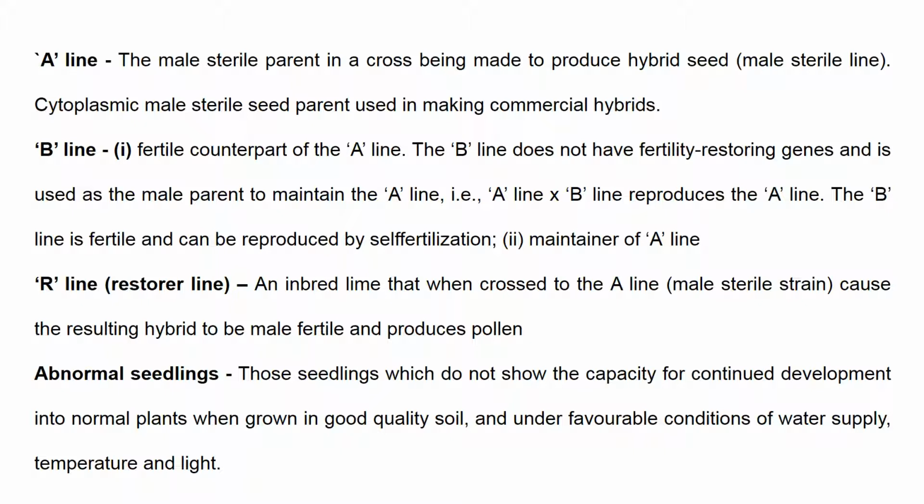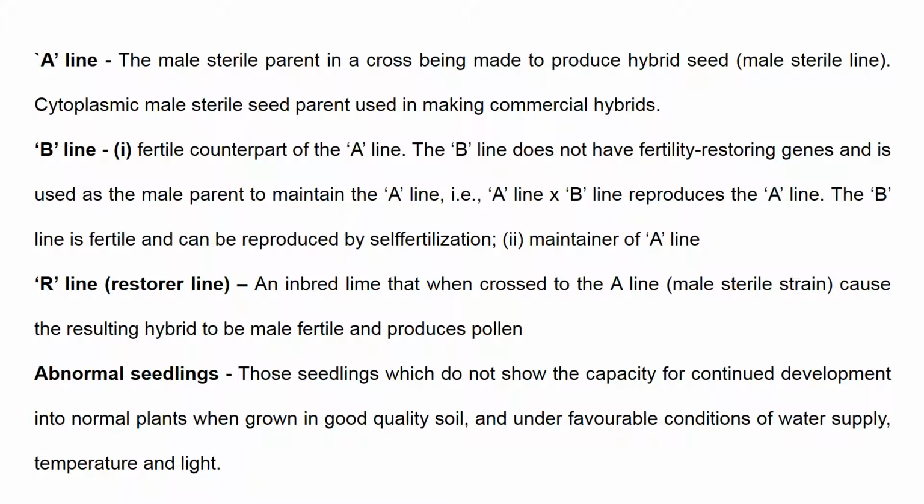First one is A-line. The male sterile parent in a cross being made to produce hybrid seed, that is a male sterile line. Cytoplasmic male sterile seed parent used in making commercial hybrid. B-line. It's a fertile counterpart or component of A-line. B-line does not have fertility restoring gene and is used as male parent to maintain A-line.